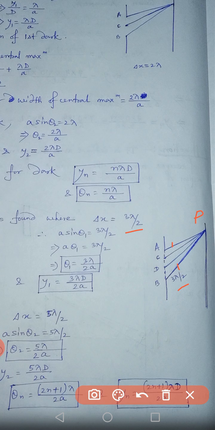3 lambda by 2. That means 3 into lambda by 2. Now if we divide the slit into 3 parts, this part and this part, meaning AC, CD and DB, then the path difference between AP and CP will be how much? Lambda by 2, because 3 lambda by 2 is the total path difference, meaning A and B. We have divided it into 3 parts, so in each part the path difference should be lambda by 2. So the path difference between AP and CP is lambda by 2.